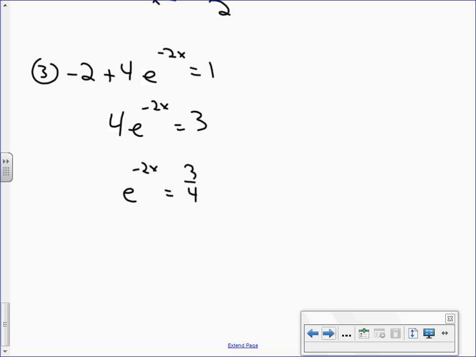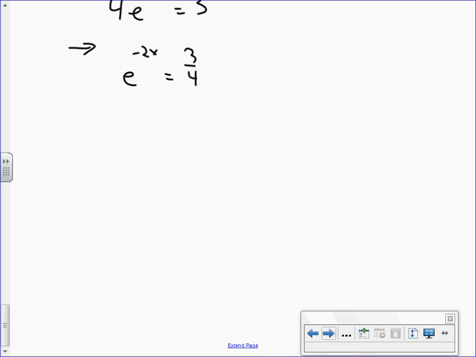Now the next thing, I've got to get this out of the exponent. That means I need to un-e it, or put it in log form. The natural log of 3/4 is negative 2x. Okay? I'm now going to divide both sides by 2. The natural log of 3/4 divided by 2, or you can say 1/2. In fact, I kind of like that better. I'm going to say times negative 1/2 in front of it is equal to x.